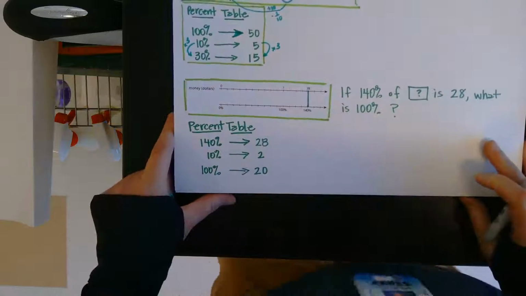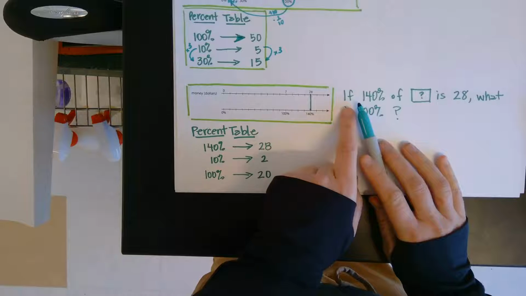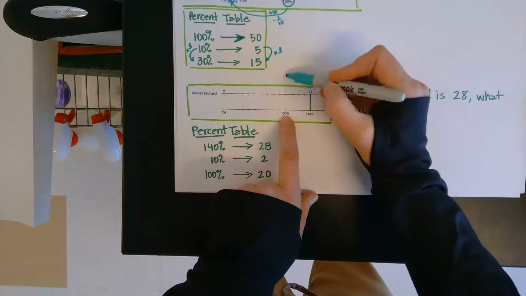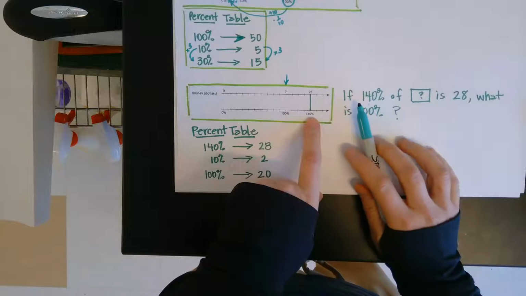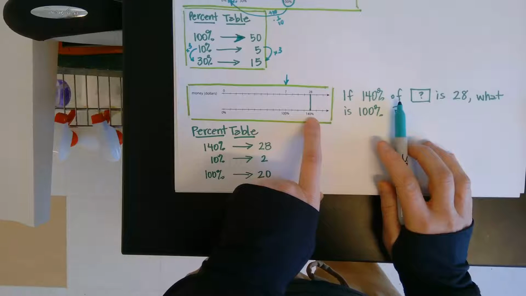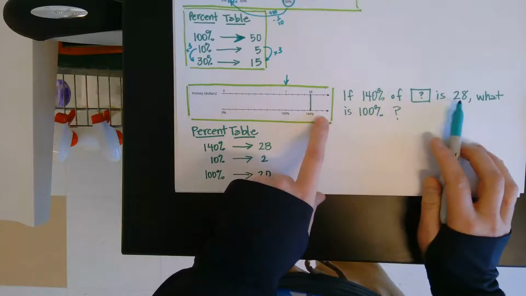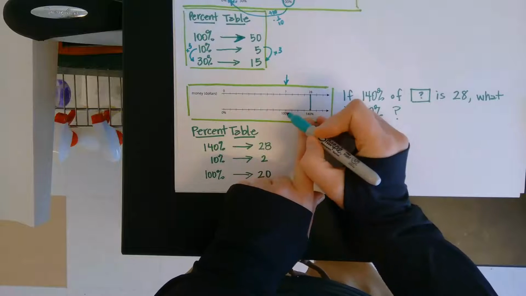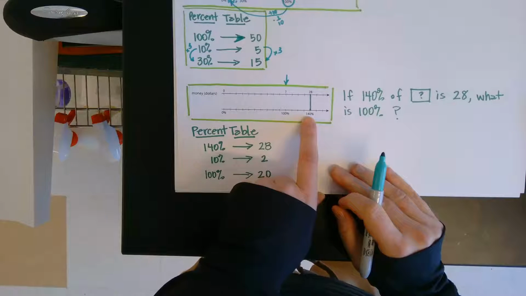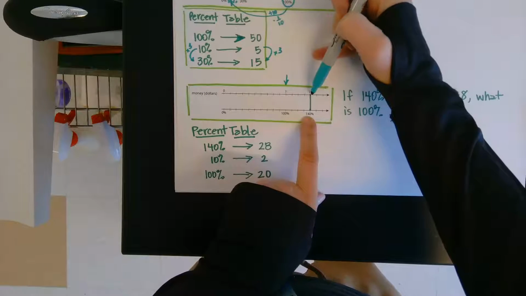This second problem is a little different because this time we're not finding a percent of a number. This time we're finding what the 100% is. So look at what we're looking for here. We have 140%, and we know that 140% of some number, we don't know what that number is, is 28. So 140% is 28, and we have to find the 100%.